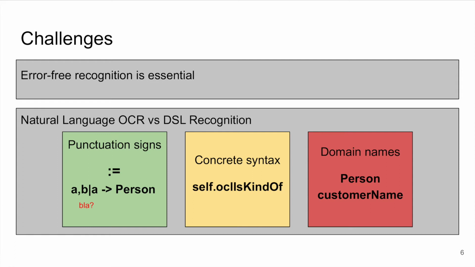In DSLs, punctuation signs are applied in a very different way compared to natural language. The current OCR engines try to return the closest word in the dictionary, so the quality of the result decreases when used to recognize DSL expressions, since each DSL has its own concrete syntax. This problem also occurs with domain names as they usually concatenate natural words.